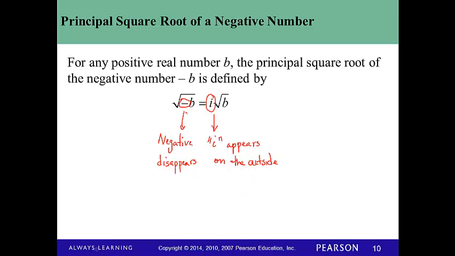Okay, so if you have a negative inside your square root, the negative disappears and the i appears on the outside of the square root. Let's again go to page 142. We're going to practice a few more problems, and that will conclude section 1.4.